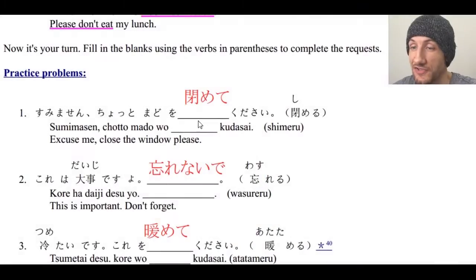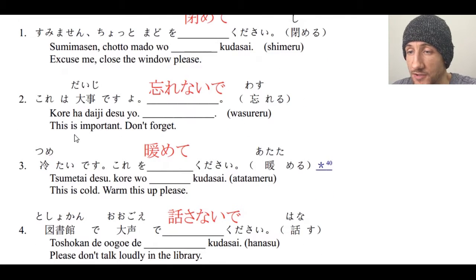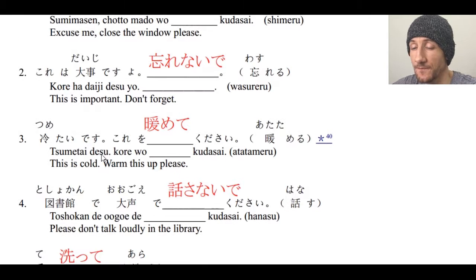All right, now let's check our answers. Number one, excuse me, close the window, please. It'll be すみません。ちょっと窓を閉めてください。Number two, this is important, don't forget. これは大事ですよ。忘れないで。Number three, this is cold, warm this up, please. 冷たいです。これを温めてください。Okay? And everyone, please be careful.